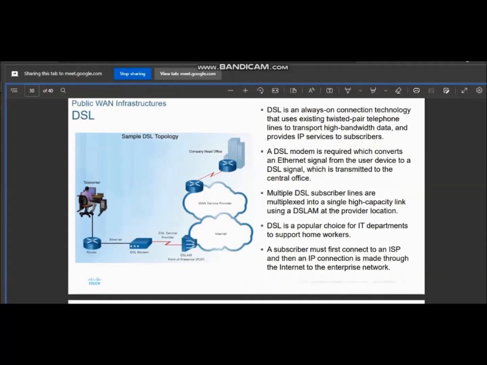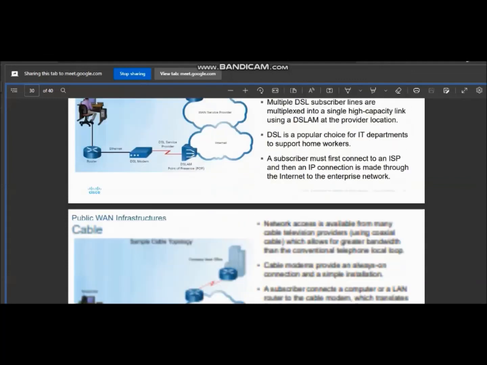Next is DSL. DSL is an always-on connection technology that uses existing twisted-pair telephone lines to transport high-bandwidth data and provides IP services to subscribers. A DSL modem is required, which converts an Ethernet signal from the user device to a DSL signal, which is transmitted to the central office. DSL is a popular choice for IT departments to support home workers.